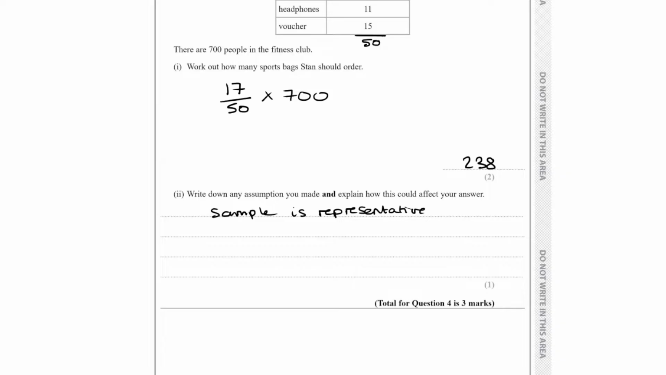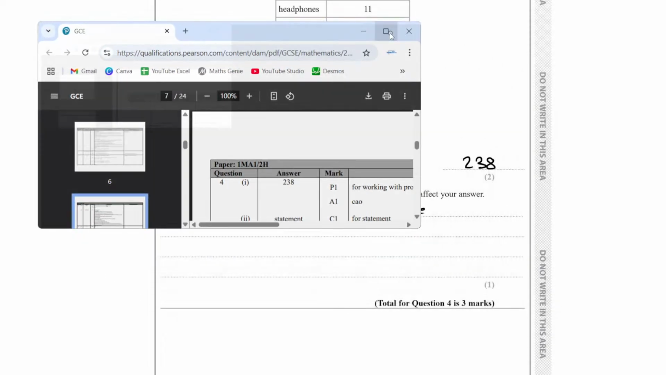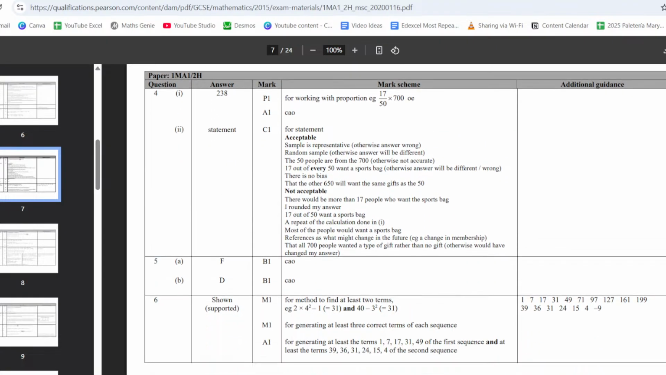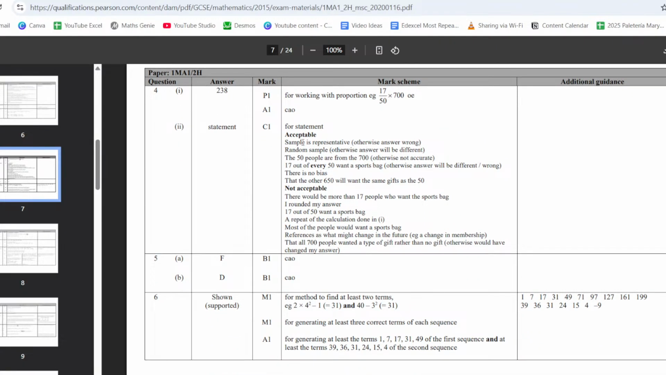Let me show you what else they've said, because there's a few options, as you can see. So I just chose the first one because that's the one that I would have thought of: sample is representative, otherwise the answer is wrong. You could say that your assumption was that there was a random sample, because that's a different assumption you could make. Otherwise, the answer will be different.